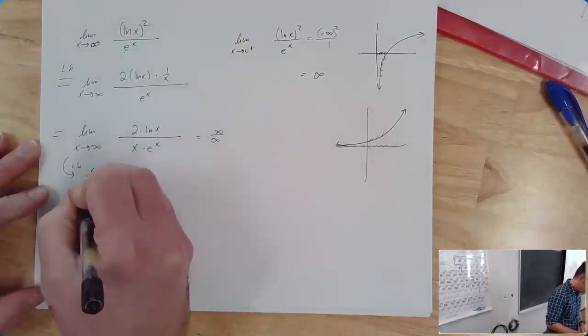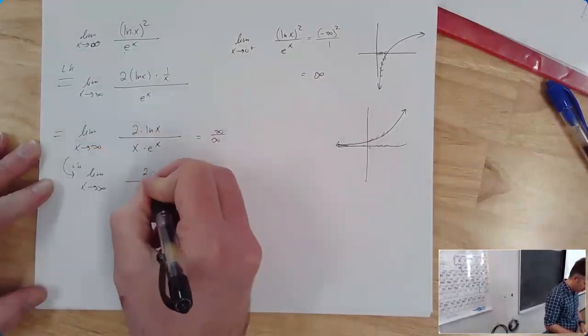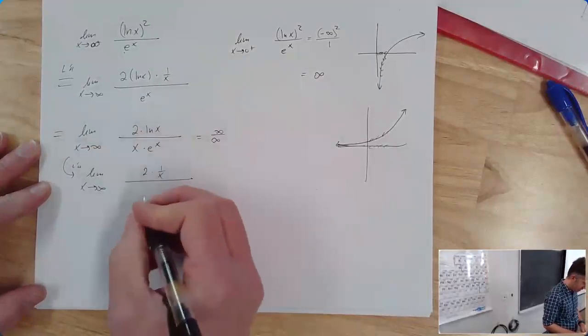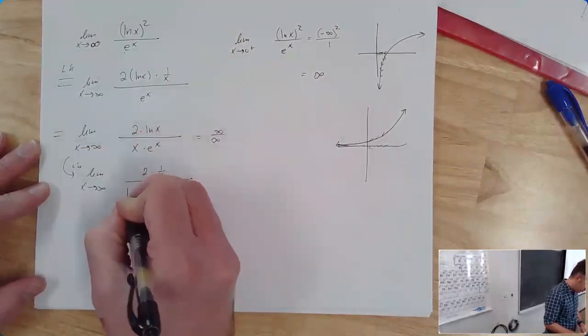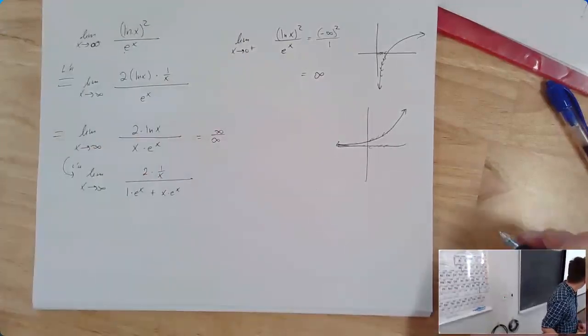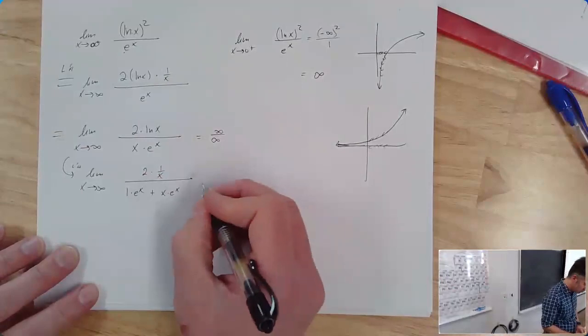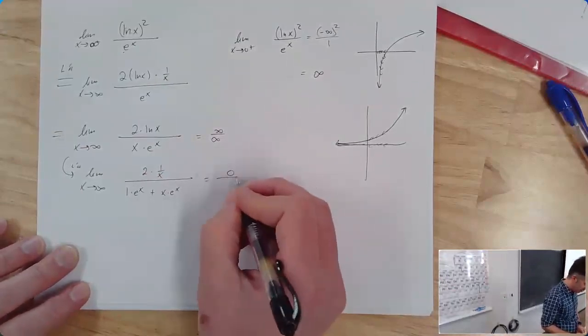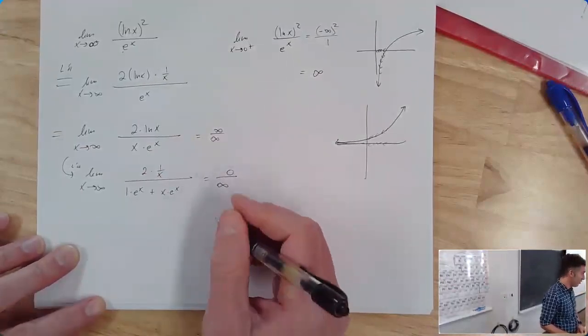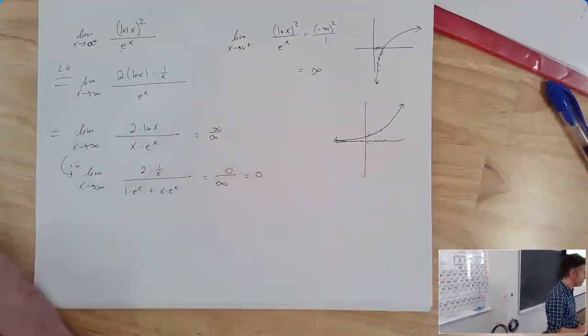In the limit as x goes to infinity, the derivative of 2 times natural log of x is 2 times 1 over x. The derivative of x e to the x is the product rule: 1 times e to the x plus x times e to the x. Now for sure, as x goes to infinity, the top is going to 0 and the bottom is going to infinity. That's definitely 0, because 0 divided by a really large number is 0.